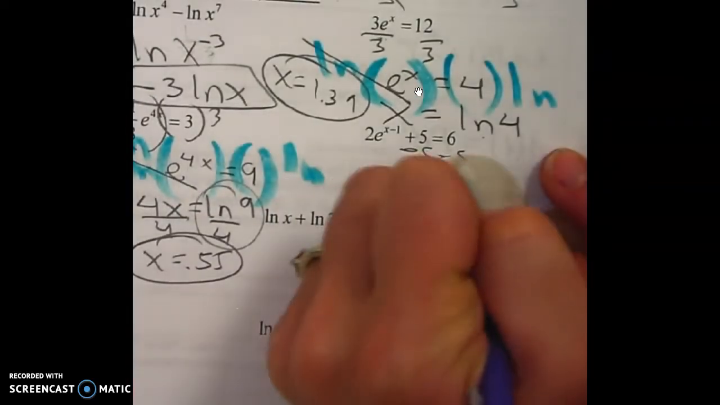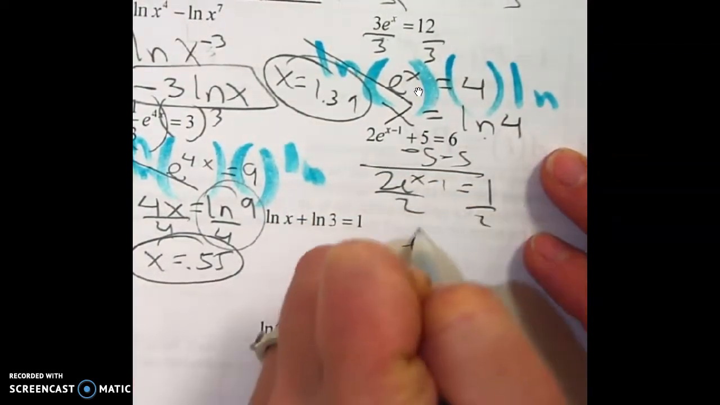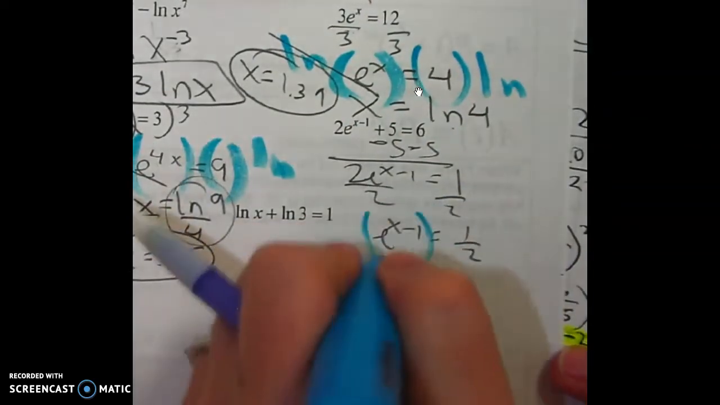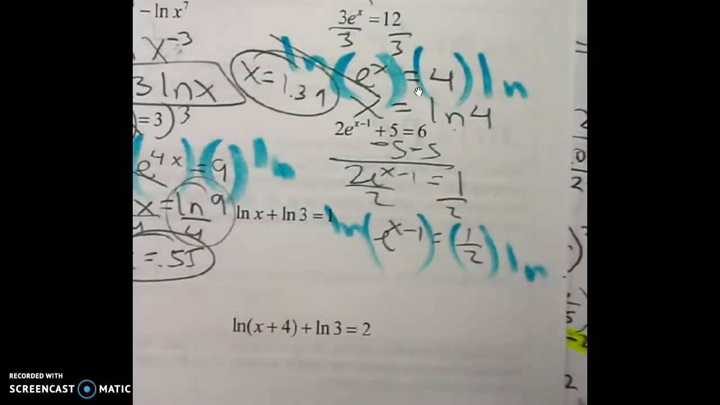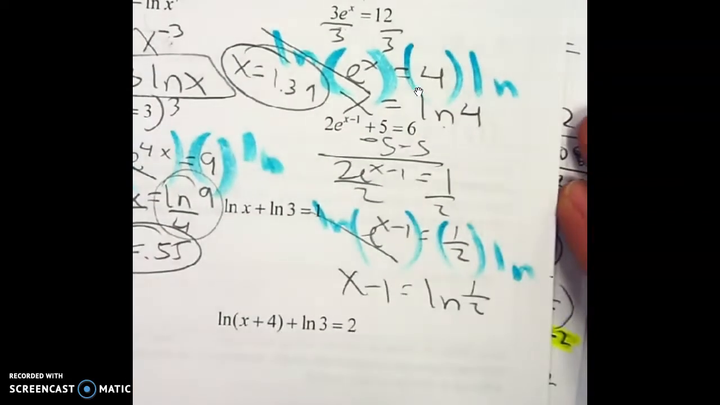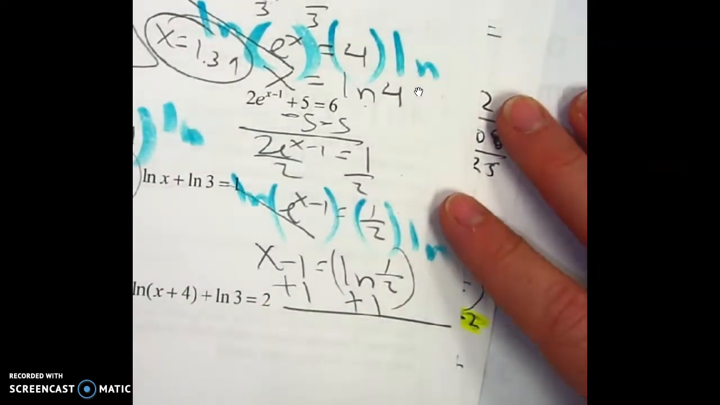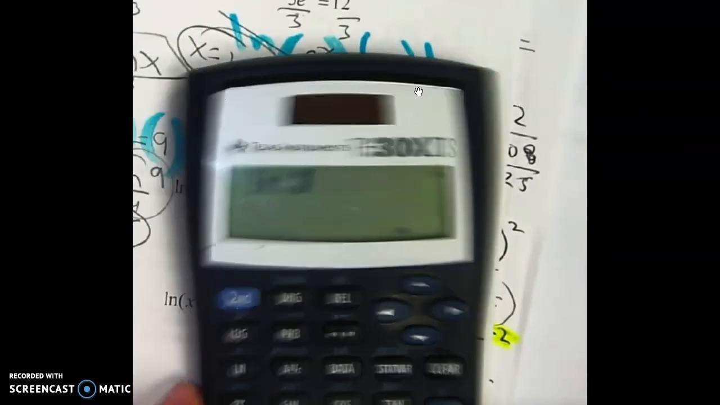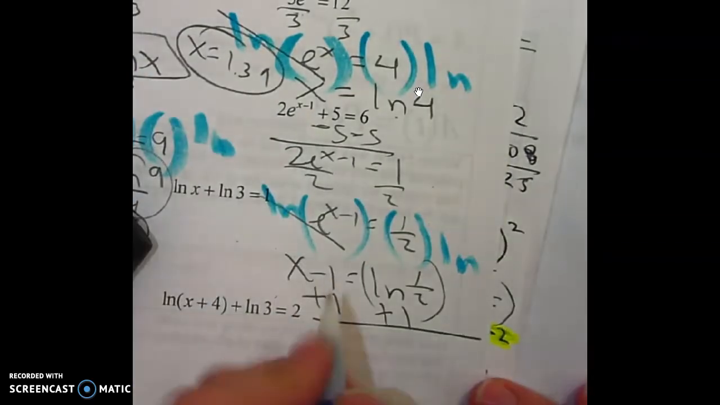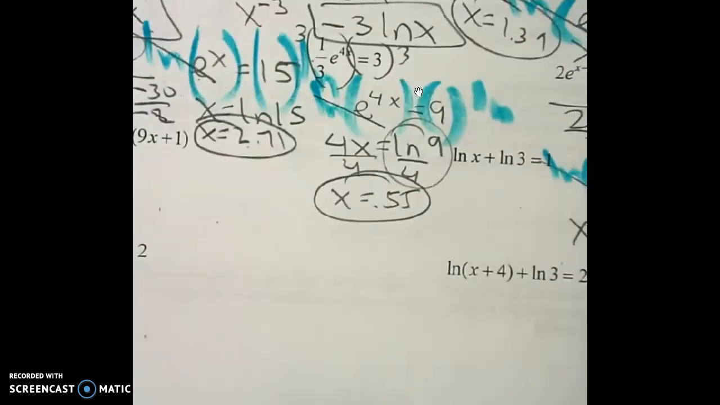Subtract 5. Just like we normally would. Divide by 2. Now what do I do? Natural log. This cancels each other out. X minus 1 equals the natural log of 1/2. And whatever value that is, I'm going to add 1. So I'm going to go the natural log of 0.5 plus 1. And I get 31 cents, or 31 hundredths if I'm going to be fancy. Okay, let's go to the next one.